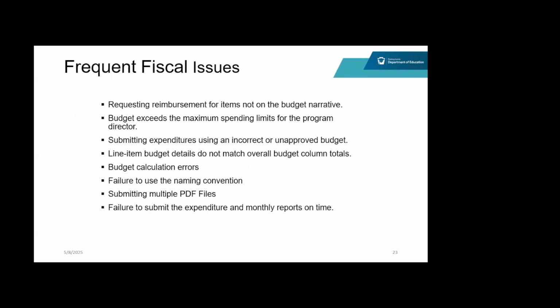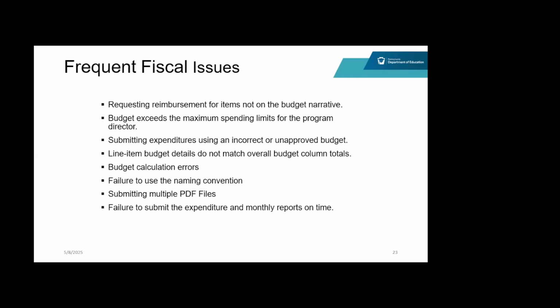Frequent issues: requesting reimbursement for items not on the budget narrative. And I'm going to jump in on this part so that you're aware. 21st Century program officers have started to review supporting documentation at random. If we find items that were paid that should not have been, like an unallowable expense, the program officers will reach out to you, and any expenses that were sent in error, we will make sure that we recoup those costs. So please be sure that when you submit your invoices, it's on your budget narrative and it's approvable 21st Century costs.